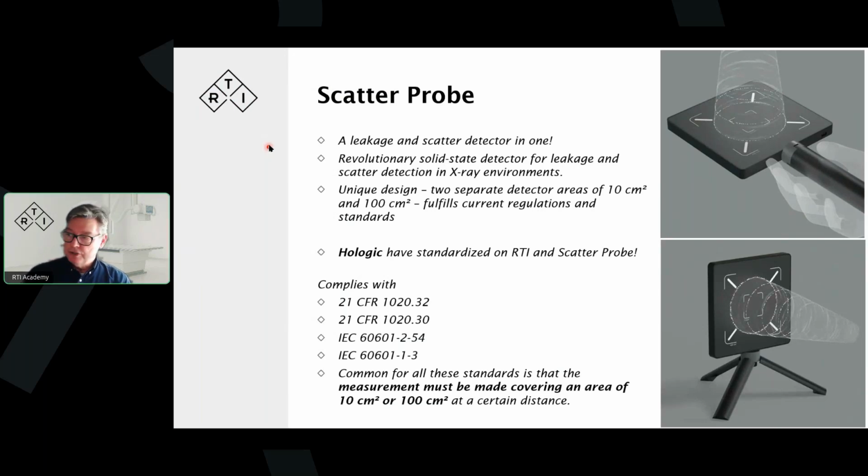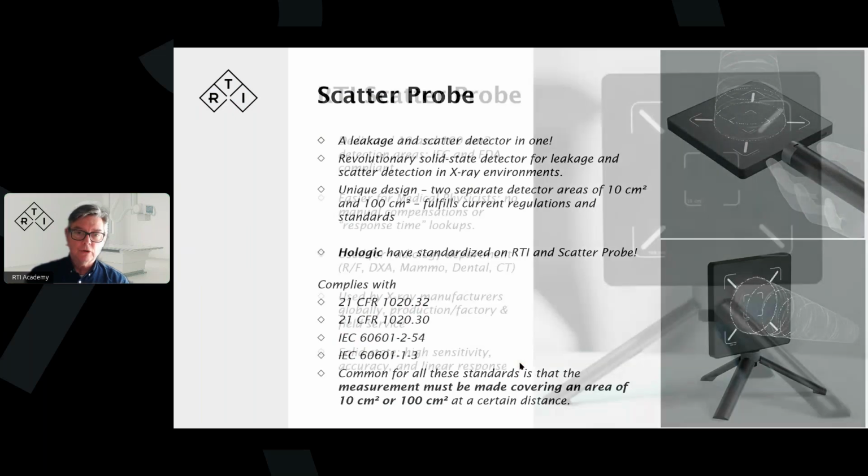And those regulations are in the CFR code, which we call FDA for the American market. That's chapter 21, and this is the section 1020.32 and 30. And then the IEC standard, which is the international standard, of course, and we've got two standards here, and for both of them, the size and the performance match. All these standards call for an active area of 100 square centimeters or 10 square centimeters, depending on what measurement you want to perform.